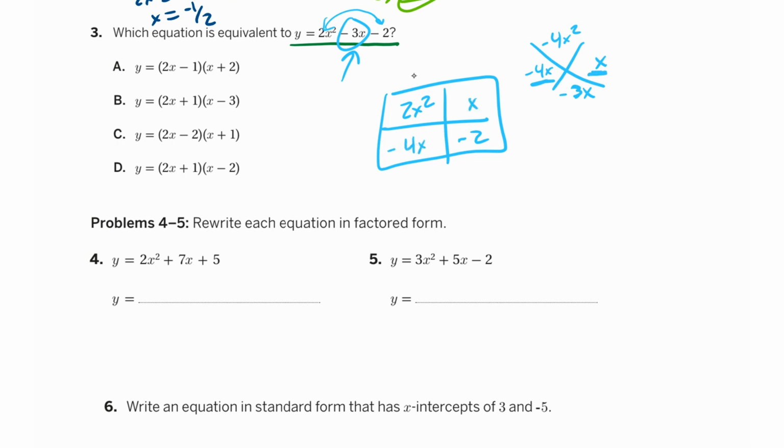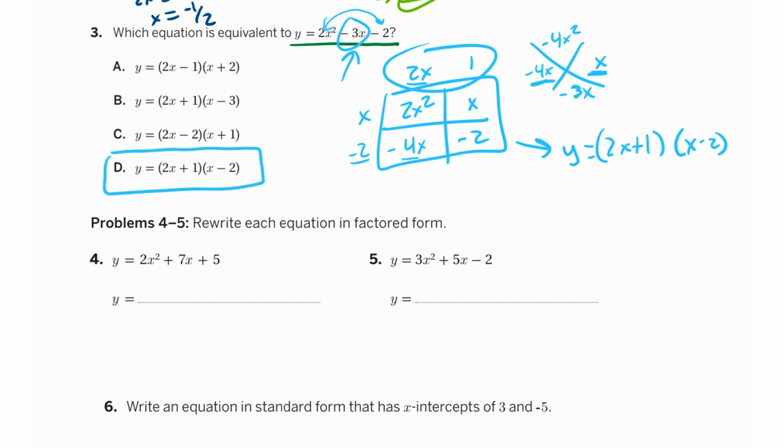And then we figure out what has to go on the outside to multiply in what's in the box here. So 2x and x gets us this first box, and then x times 1 is x, and then 1 times negative 2 is negative 2, and then just double checking, 2x times negative 2 is negative 4x. And so I know that this becomes y equals 2x plus 1 times x minus 2, which is D for our answer for number 3.